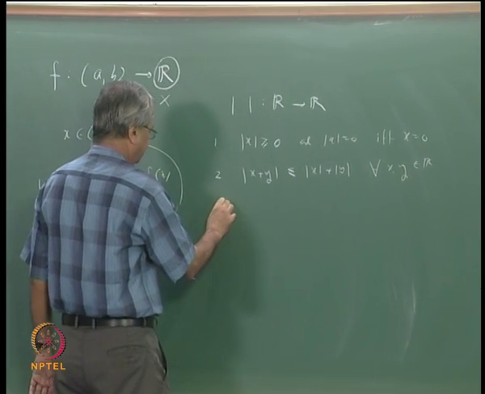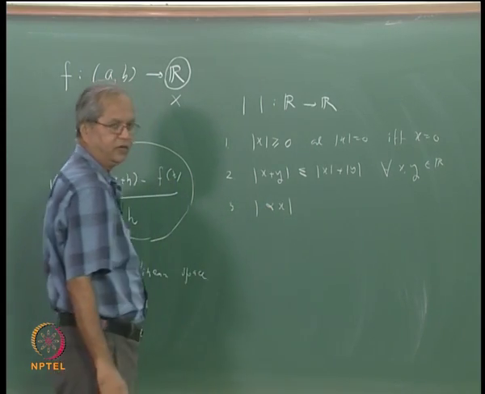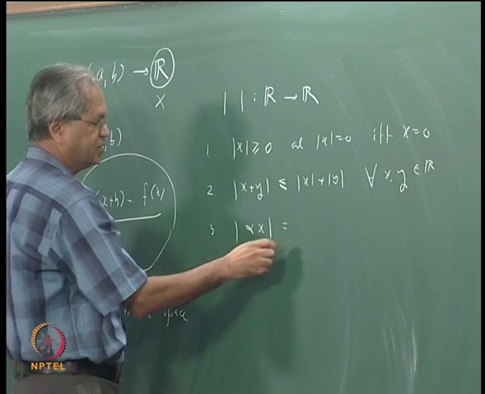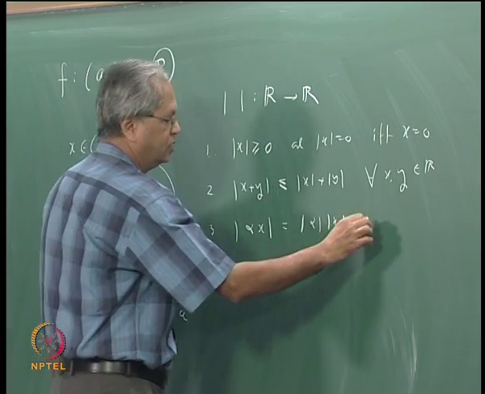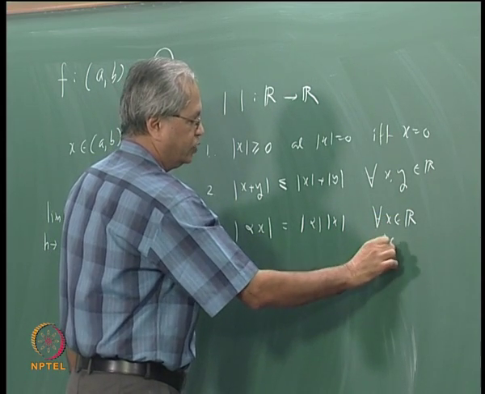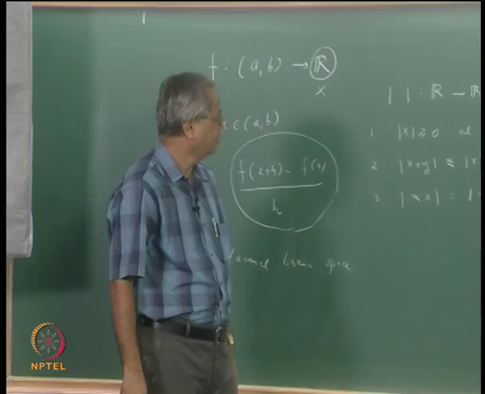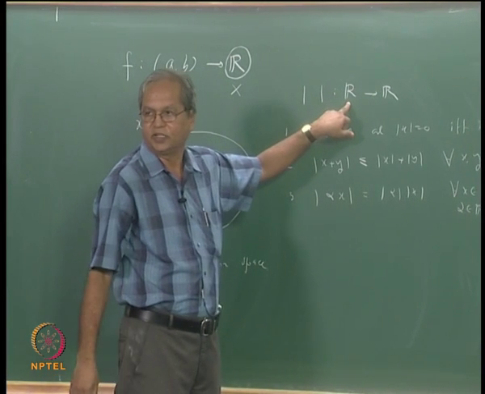And the third thing that you know is that if you take alpha times x, then the absolute value of alpha x is the same as the absolute value of alpha times the absolute value of x. This is true for every x in R and also alpha in R. Now instead of R, suppose I replace this by some other vector space here.